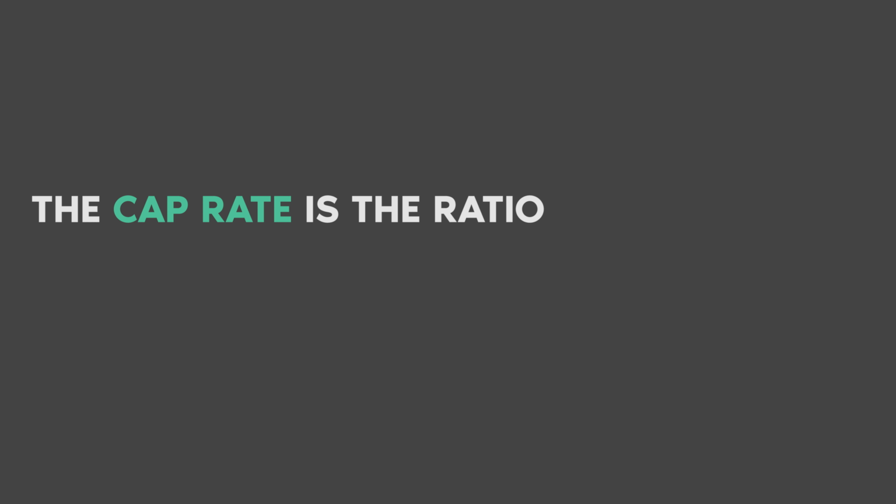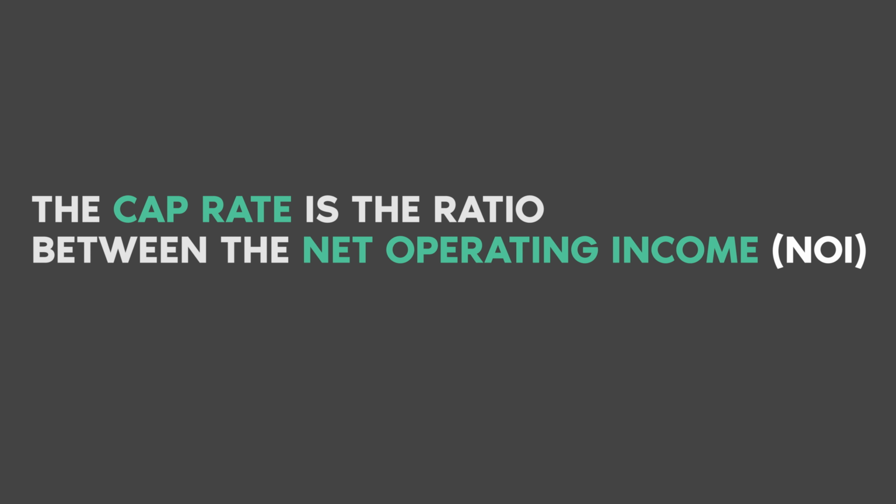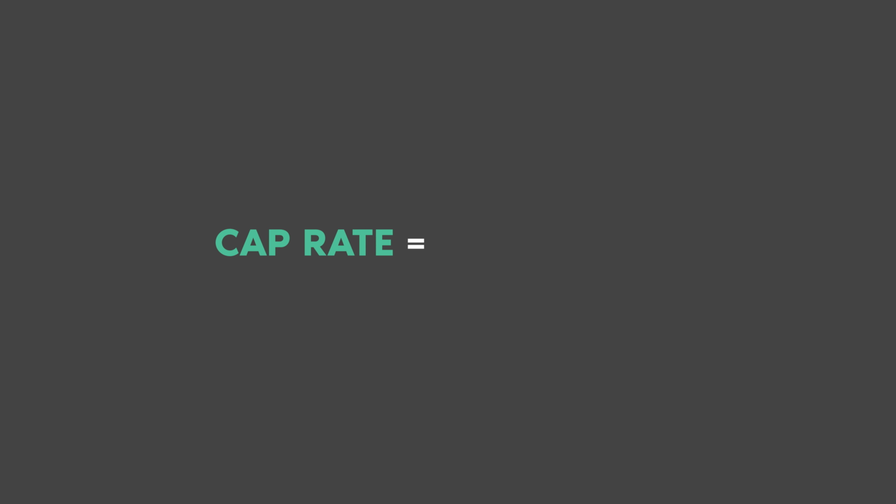The cap rate is really just the ratio of net operating income to the fair market value. Or in even more simple terms, cap rate is just the amount of money that a given property brings in compared to how much the property is worth. So the formula for this is really simple. Cap rate is equal to the net operating income divided by the fair market value, or the value of the property. Now, like always, let's run some numbers, shall we?